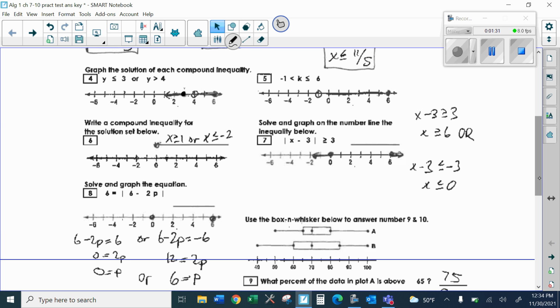5, we got a closed circle at 6, less than that, and open circle at -1 and greater than that. So it's shaded in between. You cannot have arrows inside of there, or it's wrong, because an arrow means it goes on forever.